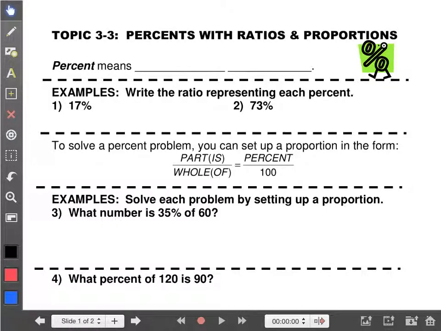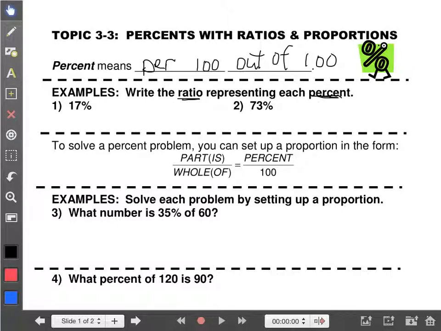Okay, algebra. Today we're discussing percents with ratios and proportions. So get out your notebook and let's take some notes. First of all, percent means per 100. So write that down, per 100 or out of 100.